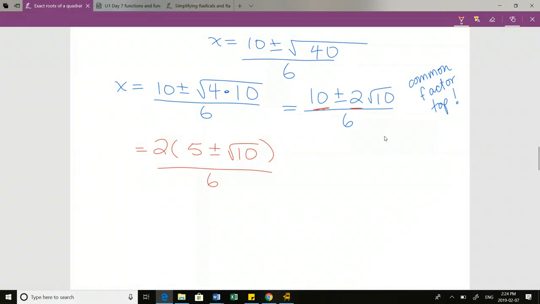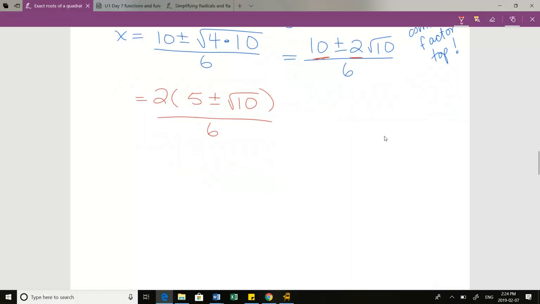Paige? What happened to the 10? Which 10? This one? We common factored out a 2, right? So when I divide out a 2, I'm left with 5. So what happened to the 2 beside the 10? I common factored it out. So imagine I bring this back in now, guys. What are we going to get? We're going to get 10 and 2 root 10. So I'm just taking it out from both of them.